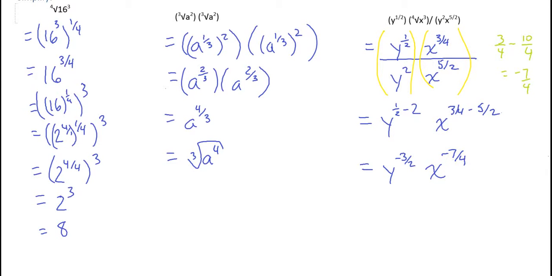-7/4. Okay, now sometimes a question asks for only positive exponents in the end. If this asks for just positive, then the negative needs to take the reciprocal, so it'd be 1/y to the 3/2 times 1/x to the 7/4. You could also be asked to sub in a value at this point. There's lots of different things that you could be asked.